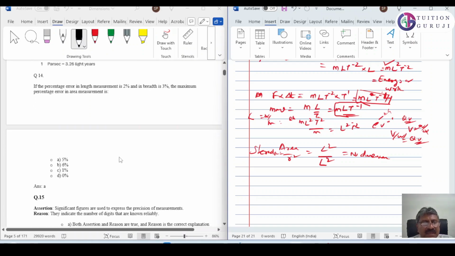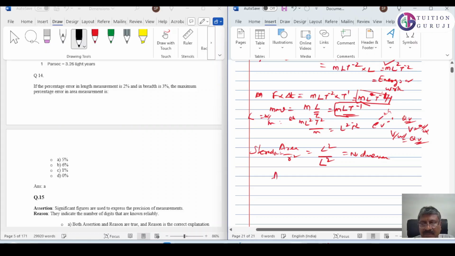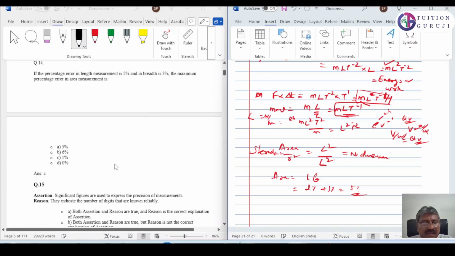Now, next one. If the percentage error in length measured is 2% and in breadth is 3%, what is the maximum percentage error in area measurement? We know area is equal to length into breadth. When it is two physical quantities multiplied, we have to add both errors, so 2% plus 3% gives 5%.